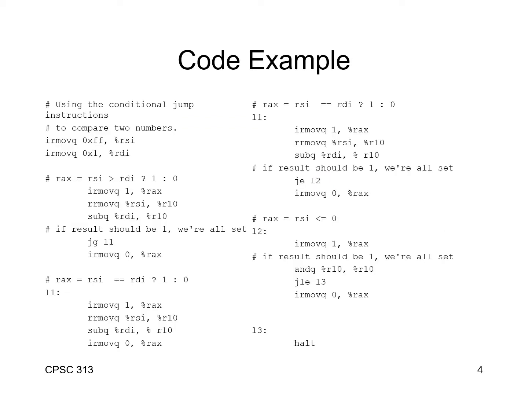Here's a code example that is going to exercise many of these different conditional jump instructions. Rather than talking through the code at you, let's go to the next slide and pull up the simulator.